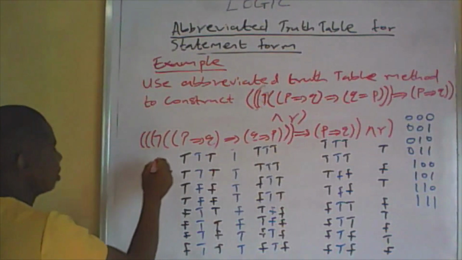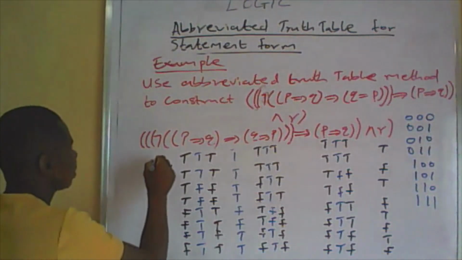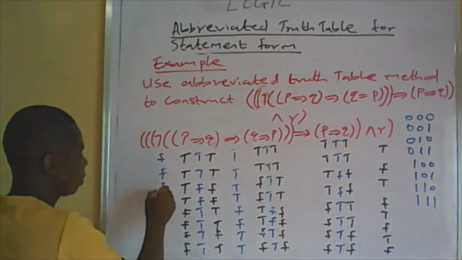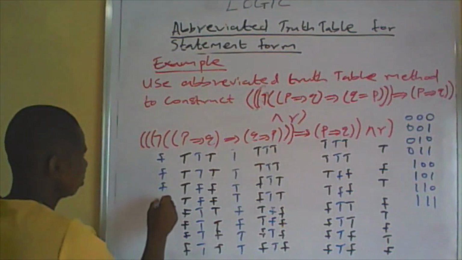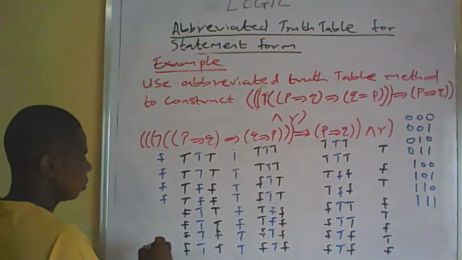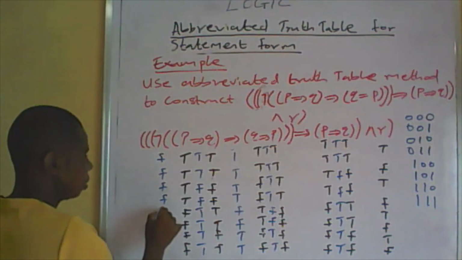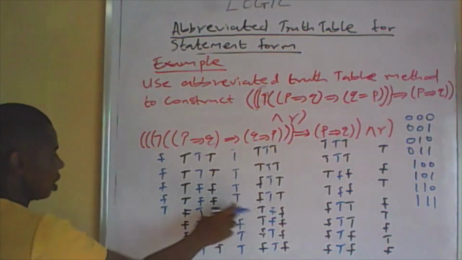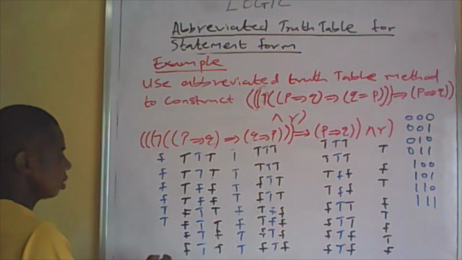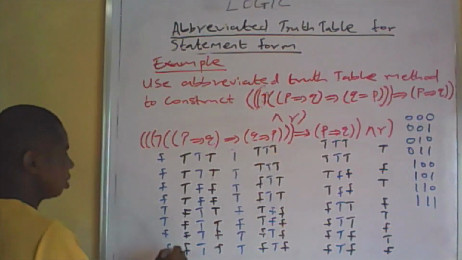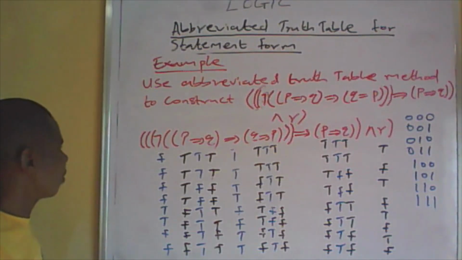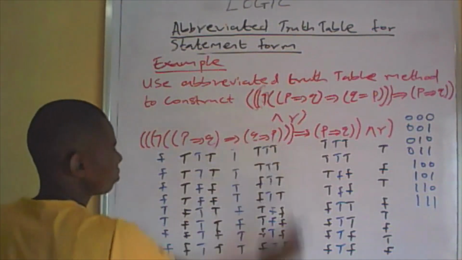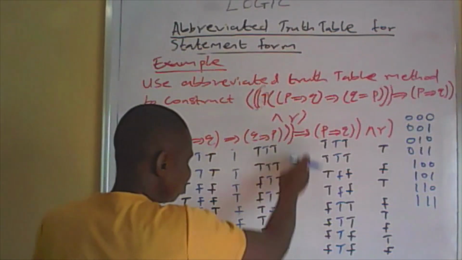What do I have here? Here is F, F, F, F. We have T. Here is, yes, F. So here will be T, here will be T, here will be F, here will be F. Very good. Having done that, we have gotten the valuation for this one. Then let us evaluate this connective.